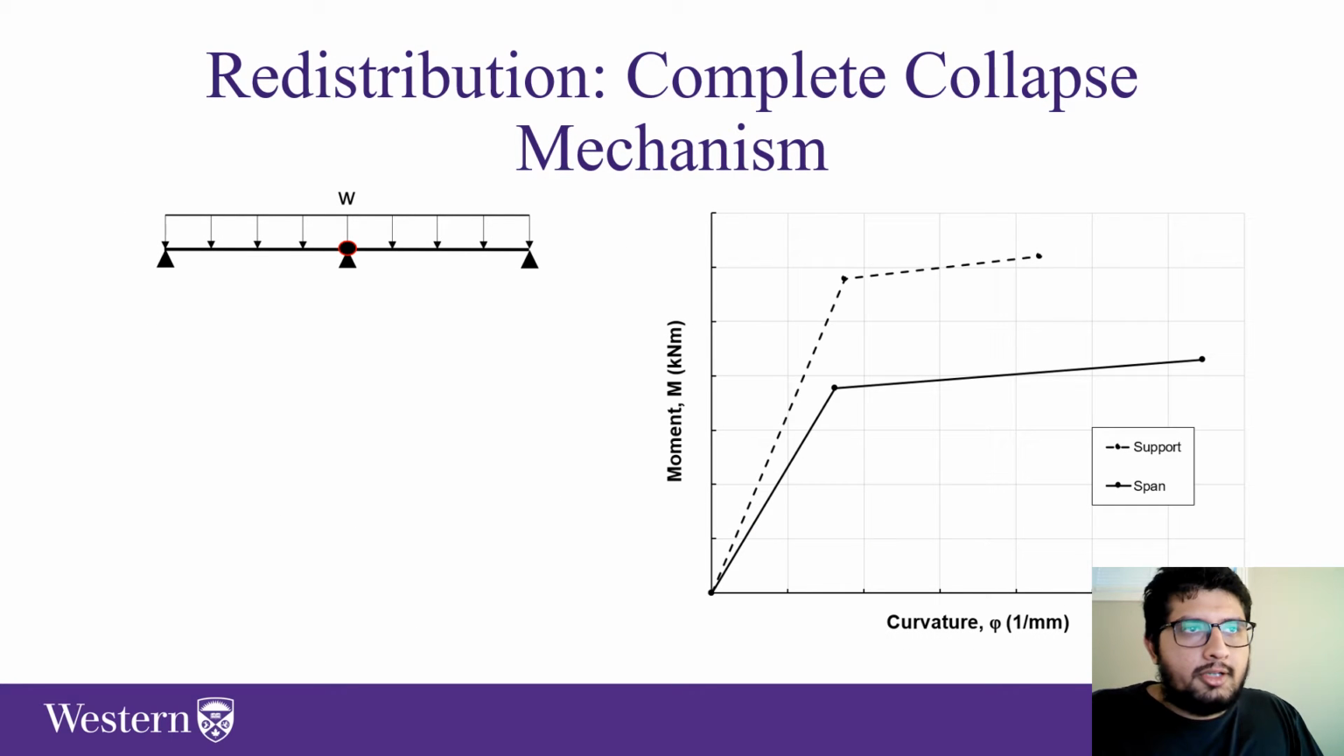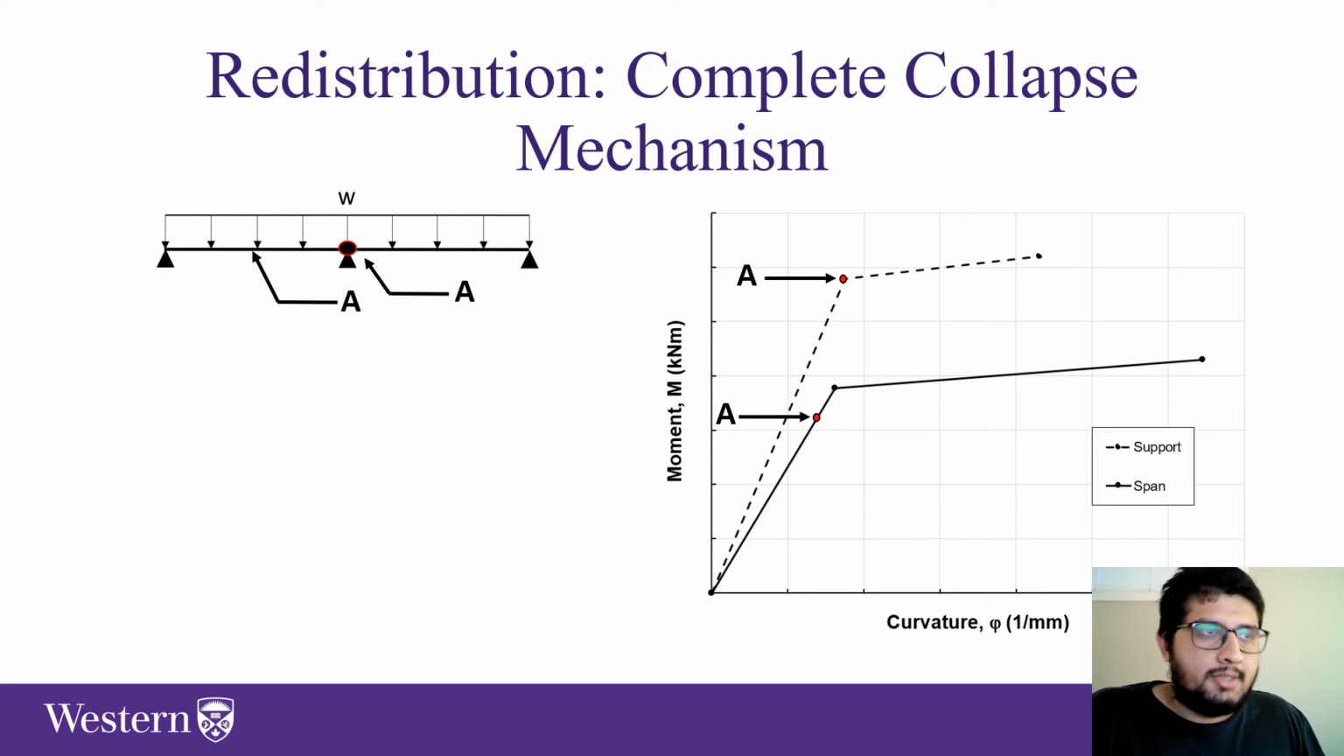The figure on the left is going to show a case of complete collapse mechanism in a two span beam that's continuous over the interior support. The figure on the right is showing the moment curvature relationship. Moment is plotted on the vertical axis and curvature is on the horizontal axis. Under this applied loading, which is labeled W, the first plastic hinge is going to develop at the support section, and under this loading, the span section still hasn't yielded, so point A in the span section is still in the linear elastic phase.